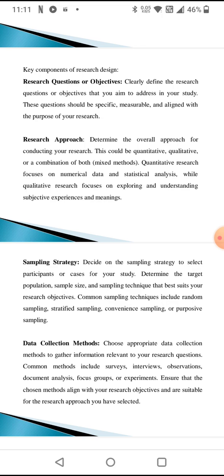Common sampling techniques include random sampling method, stratified sampling method, convenience sampling method, and purposive sampling method. Again, your sampling methods are categorized into probability sampling and non-probability sampling methods, right? We'll go into detail with that because we have a separate module for sampling methods.